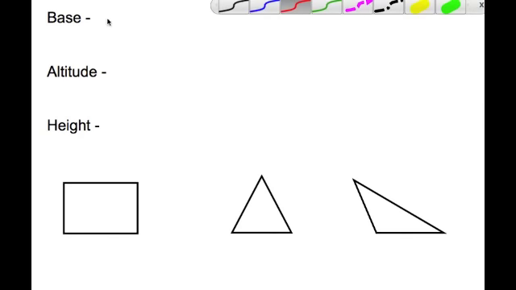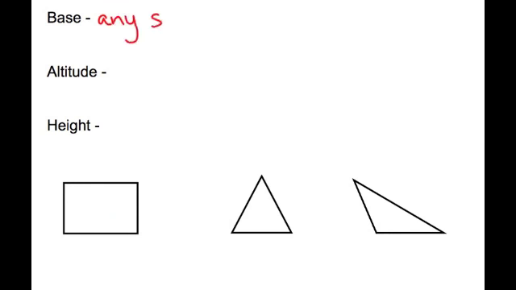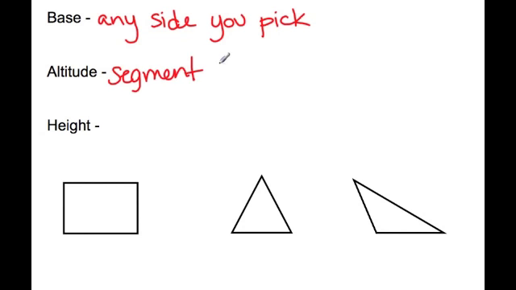The base is just going to be any side you pick. But the altitude is going to be the perpendicular segment that goes from the base to the opposite side. And the height is just the altitude. It's just another name for the altitude. But we'll write down the notes.